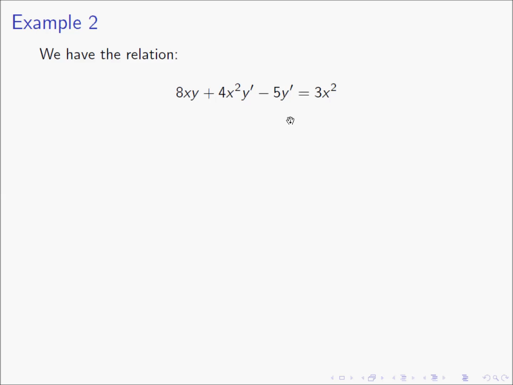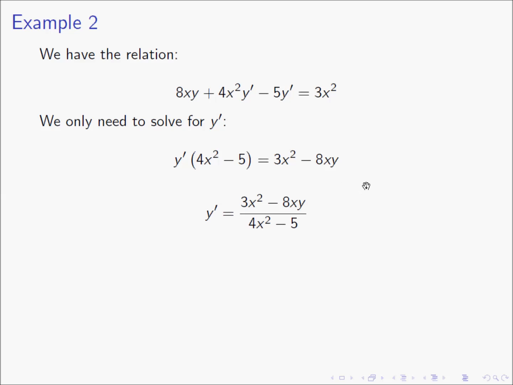Now we see that we have an equation with y prime. So we only need to solve for y prime, and then that will end the problem. So we take the common factor y prime here. We get this, and then we subtract 4xy from both sides. And then we divide by this to get y prime. And this is the answer.